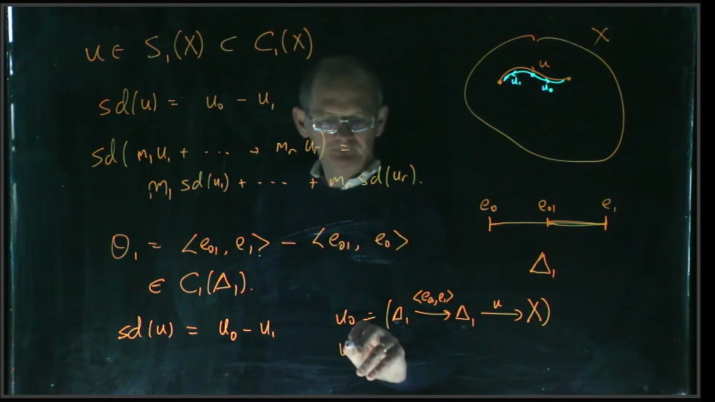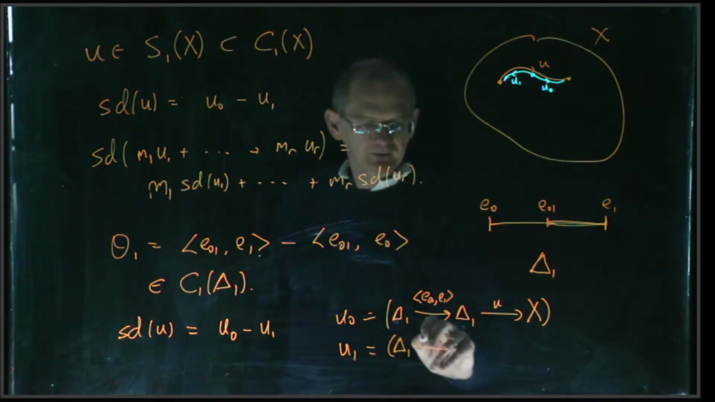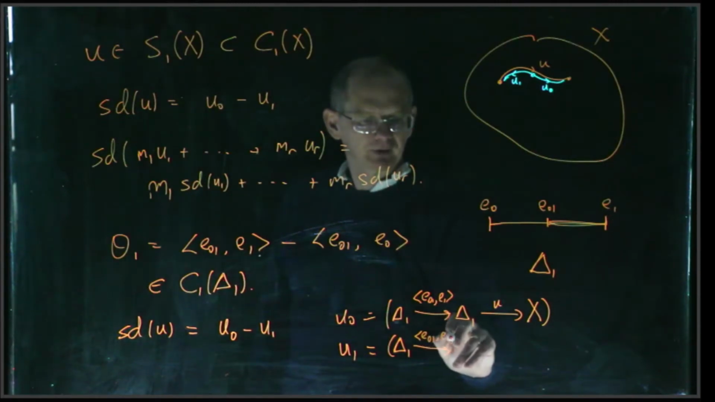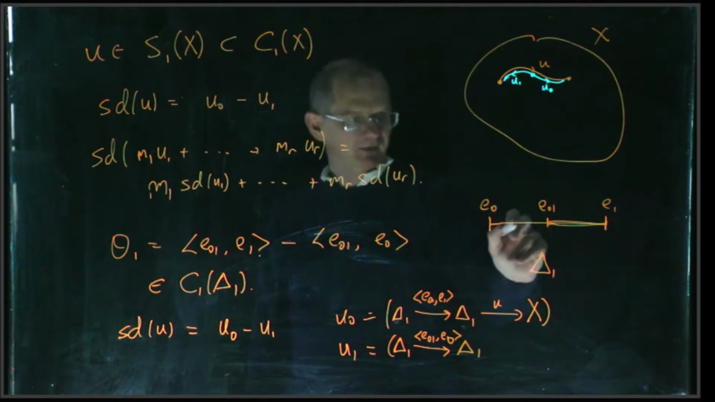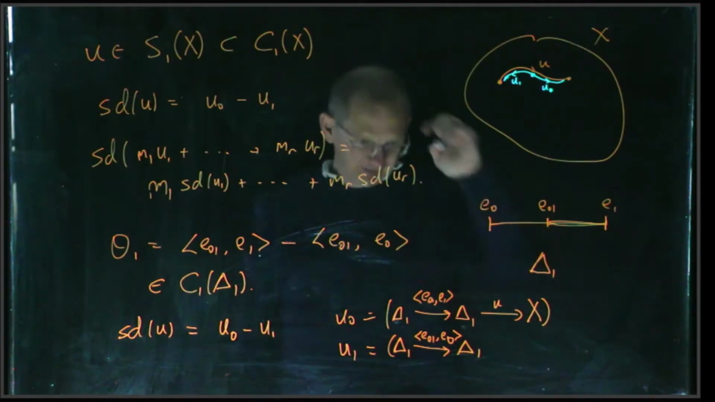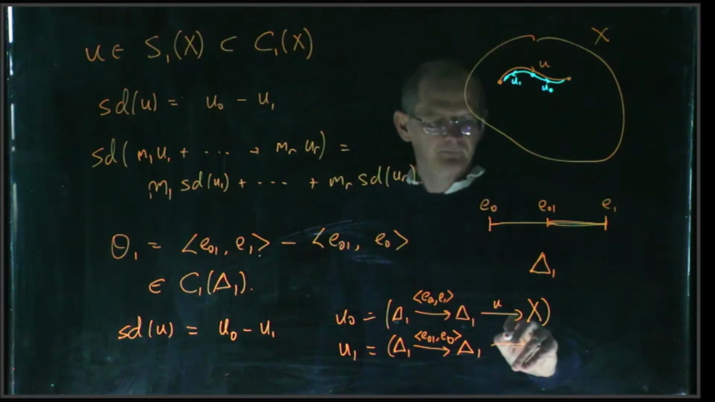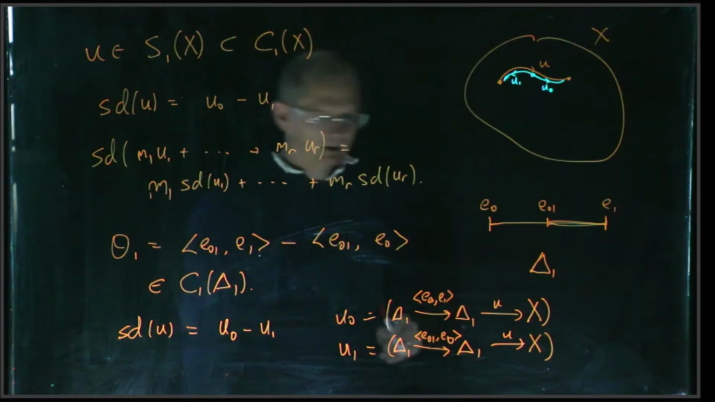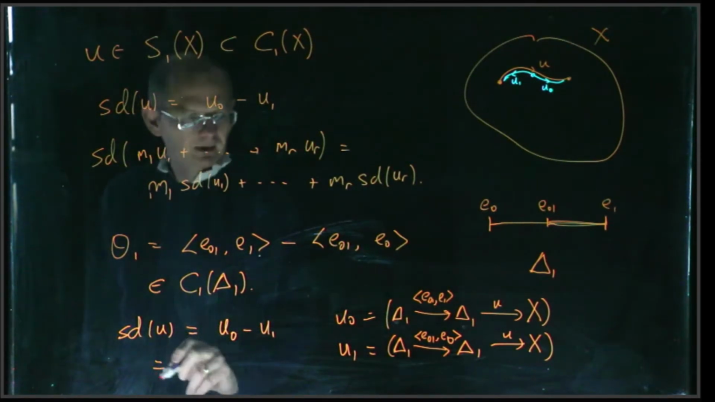Whereas U1 is what we get by doing delta 1 and then this linear path E0,1 to E0, going to delta 1. That's the thing that fills in the left-hand half, going backwards, of the one simplex, and then we apply U, go to X, and that's what our U1 is.